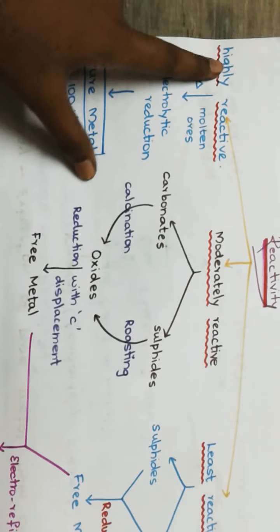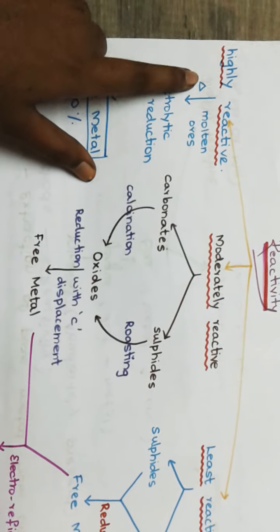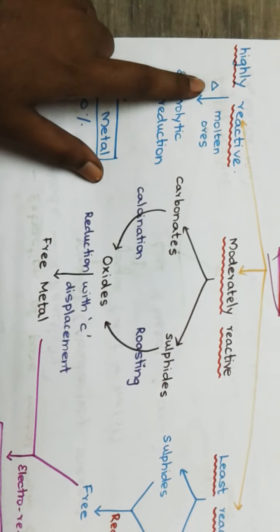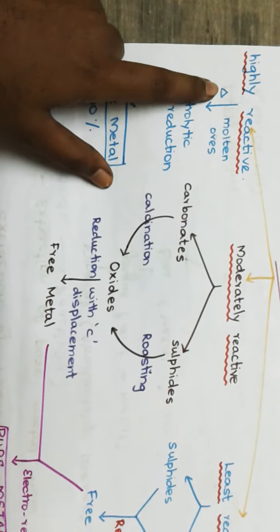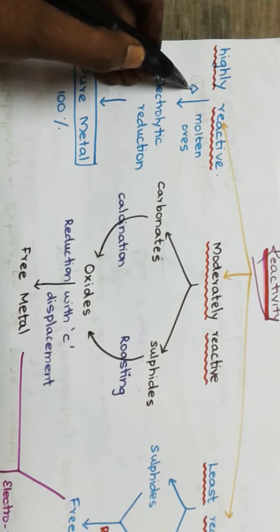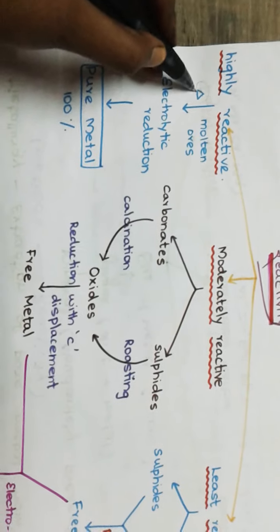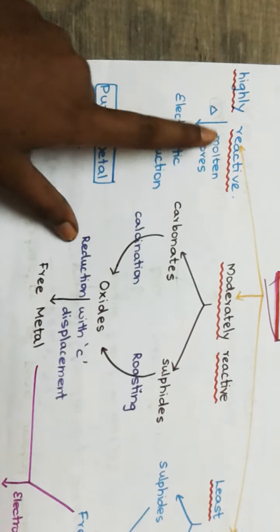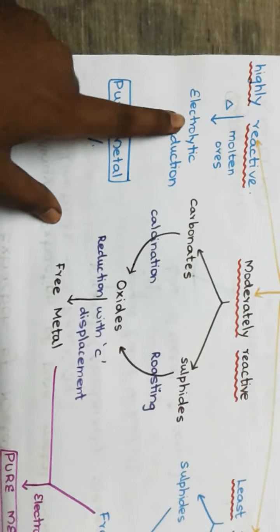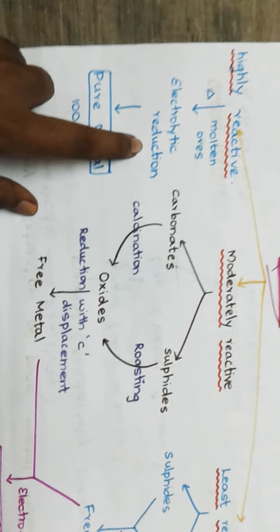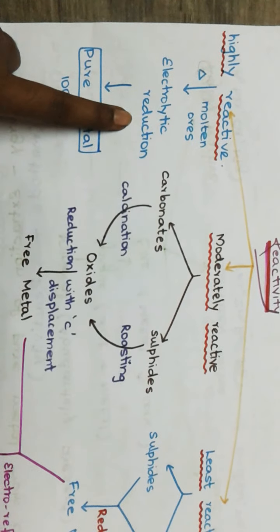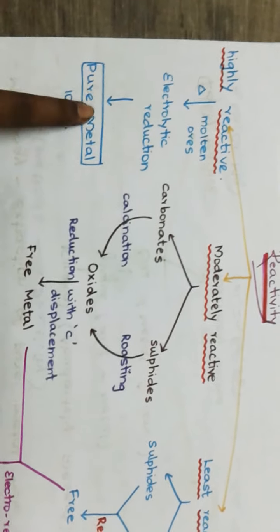When you see the highly reactive metals, you have to heat them. This symbol is given mainly for heating, so it is useful when you heat the metal. When you heat the metal, it is called molten ore, and then it is reduced by electrolytic reduction. When you do this electrolytic reduction, you can directly get the pure metal.